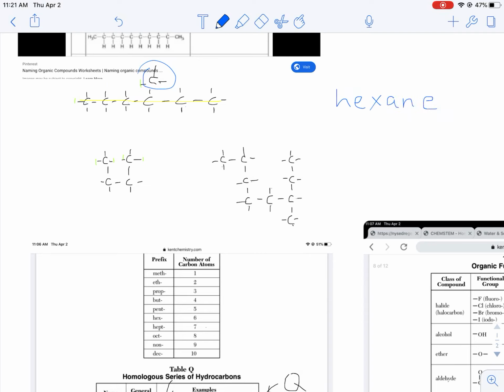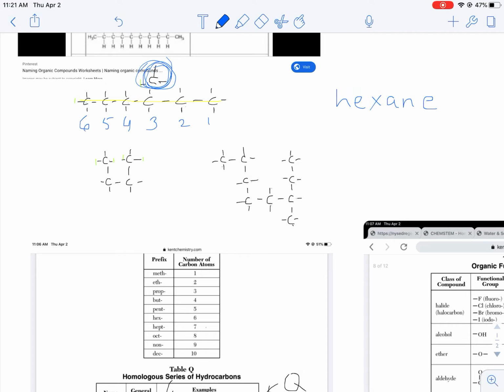And notice I don't have any numbers. Well, I didn't number the chain yet because all I wanted to do was make sure I knew what the longest chain was. Now, if I take a look at this chain, I notice that the action right here is on the right side of the chain. So I'm going to number this chain 1, 2, 3, 4, 5, 6.